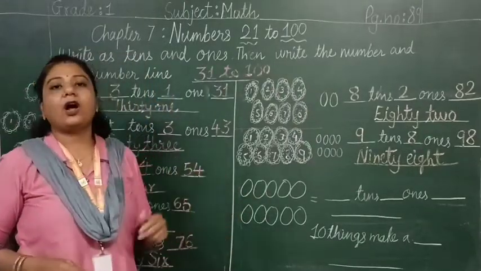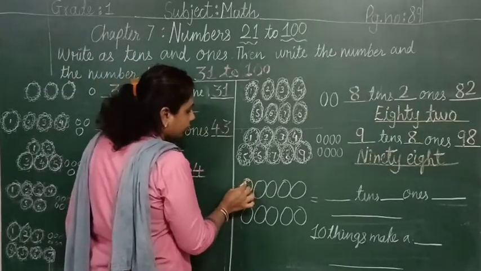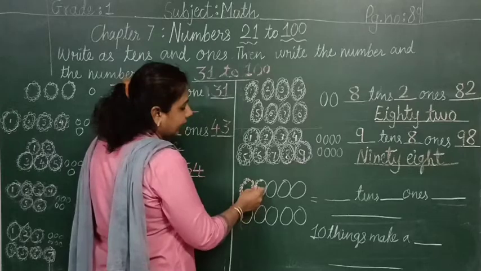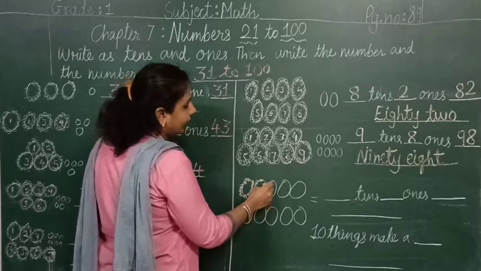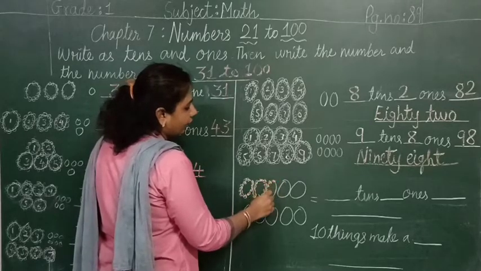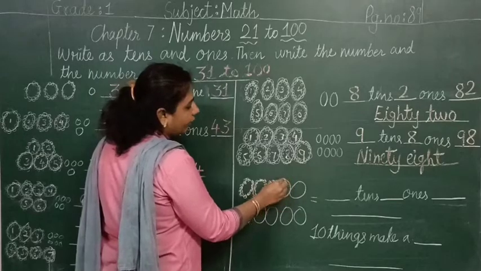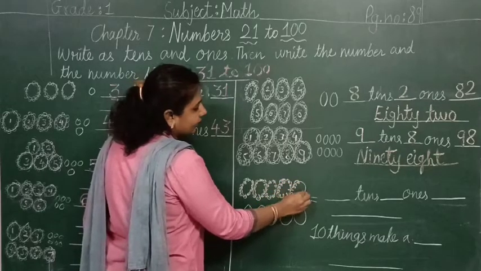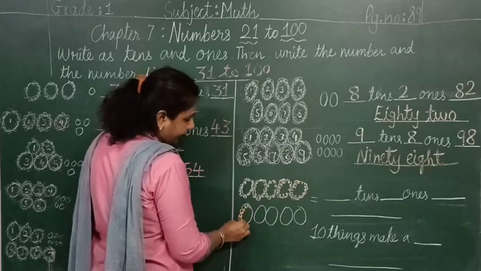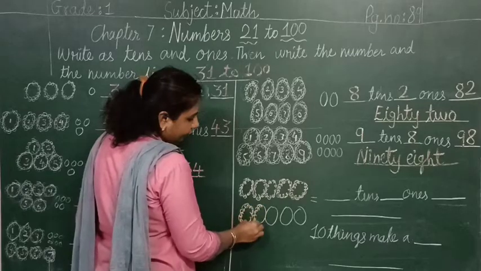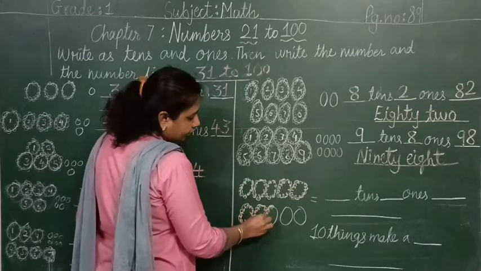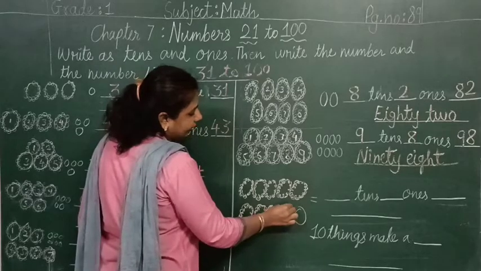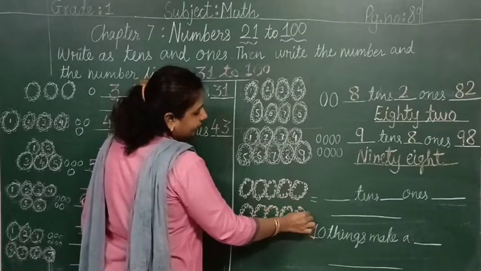Students, now next. See, here I have not drawn anything. How do you have to draw? 1, 2, 3, 4, 5, 6, 7, 8, 9, 10. They can also ask you this in the exam. You can draw like this. 1, 2, 3, 4, 5, 6, 7, 8, 9, 10.